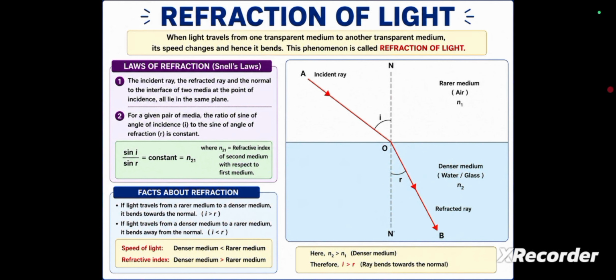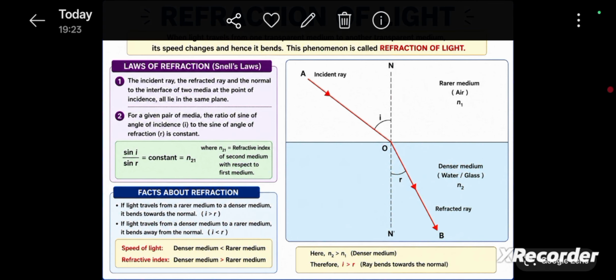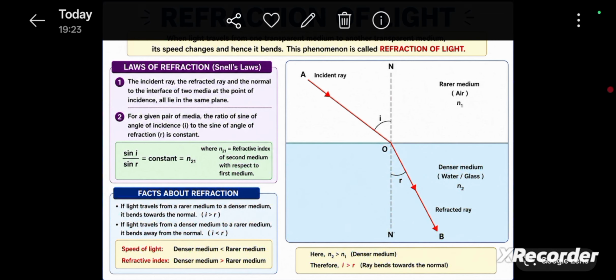Today, we are going to learn a new concept called refraction of light. Okay? Refraction happens when light changes its path while traveling from one medium to another. Have you ever seen a spoon in a glass of water? It looks bent, right? Why does this happen?